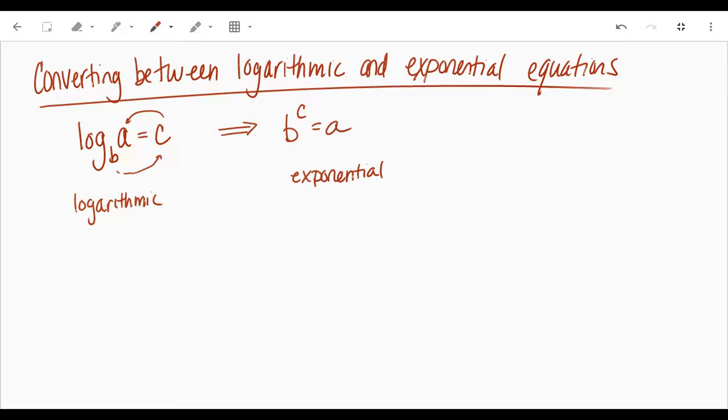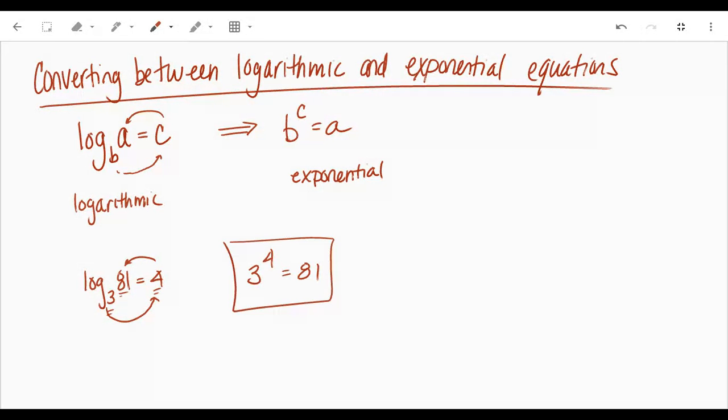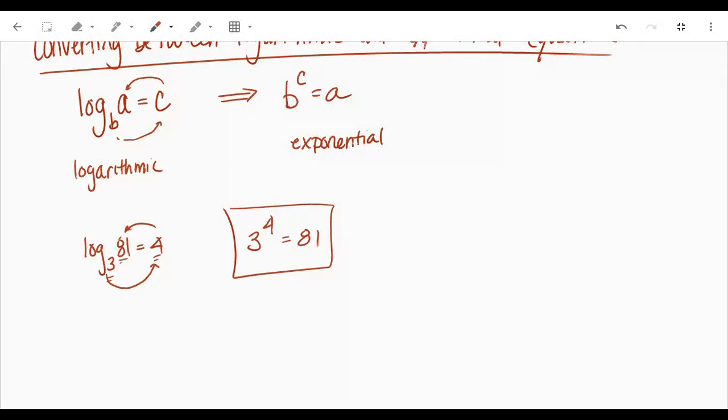In this particular example, they want you to rewrite log base 3 of 81 equals 4 as an exponential equation. So the answer there would be 3 to the 4 equals 81. In place of b, I have 3. In place of a, I have 81. In place of c, I have 4. So I need to do b to the c equals a. Loop and swoop.